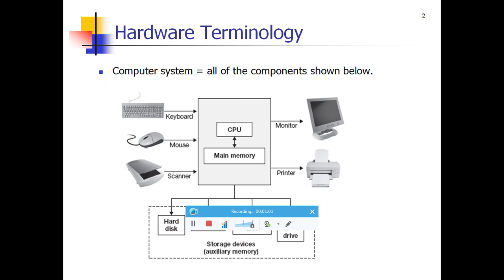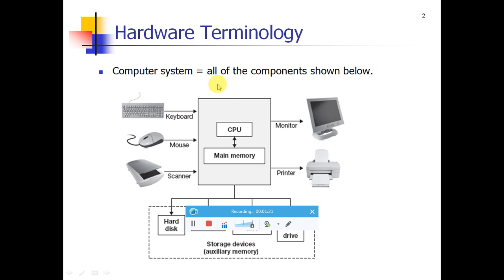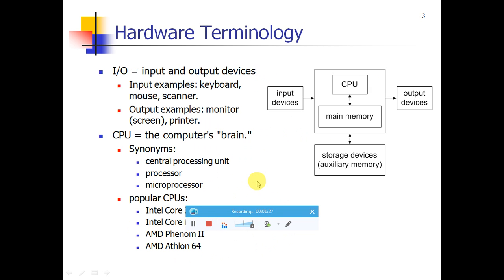So, hardware technology. We have one CPU, and the CPU and main memory interact with the input devices and output devices. Keyboard, mouse, and scanners are input devices; monitor and printer are output devices. Hard disk and CD drive are storage devices, which are also included. In I/O, input and output devices.